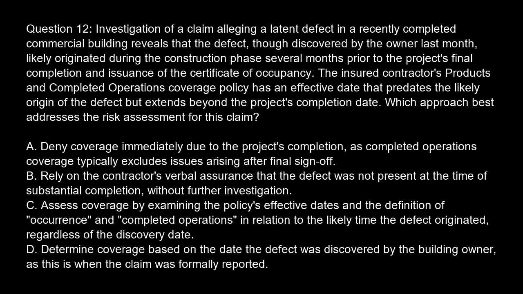Option A. Deny coverage immediately due to the project's completion, as completed operations coverage typically excludes issues arising after final sign-off. Option B. Rely on the contractor's verbal assurance that the defect was not present at the time of substantial completion, without further investigation. Option C. Assess coverage by examining the policy's effective dates and the definition of occurrence and completed operations in relation to the likely time the defect originated, regardless of the discovery date. Option D. Determine coverage based on the date the defect was discovered by the building owner, as this is when the claim was formally reported.